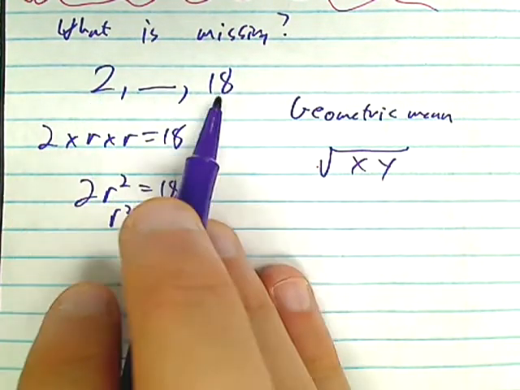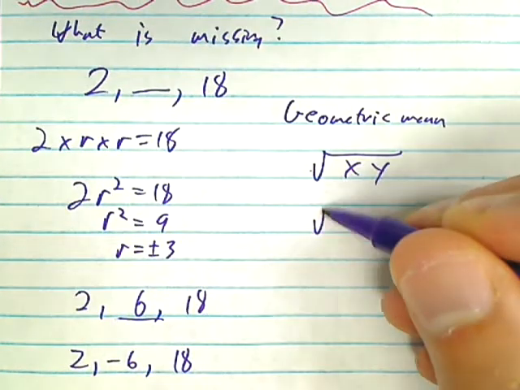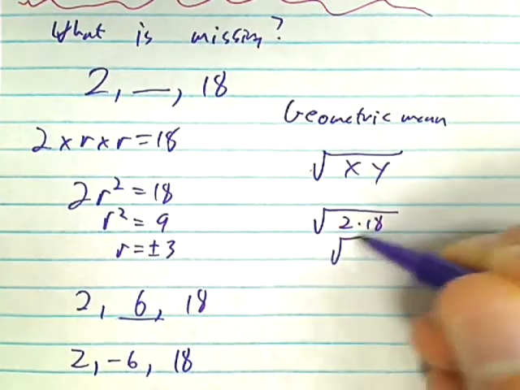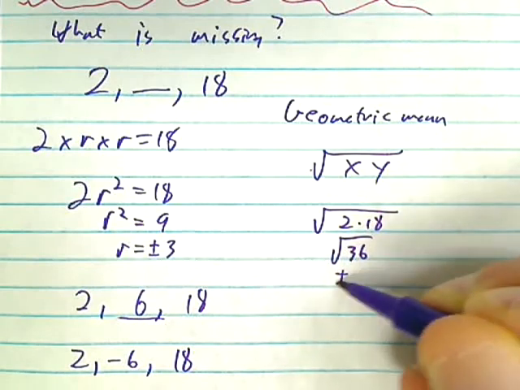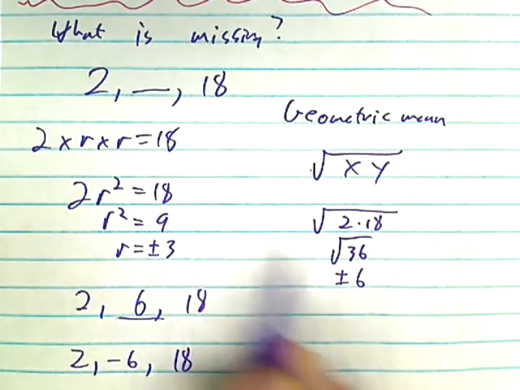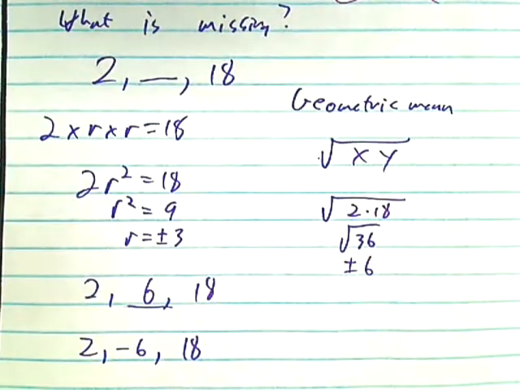So 2 and 18 are the two numbers. So it'd be the square root of 36, and that's plus or minus 6. So the middle number here is going to be plus or minus 6. Just another way to do that. Those are your notes for the section. Go ahead and consider your left-hand side.